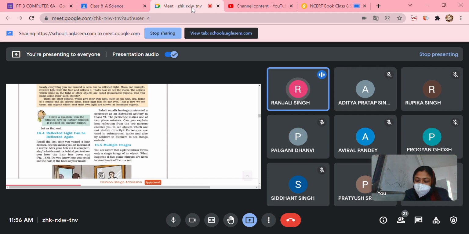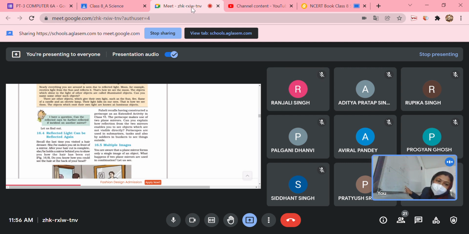Can you name some other objects? There are other objects which give their own light, such as the sun, fire, flame of a candle, and electric lamp. Their light falls on our eyes. This is how we see them. The objects which emit their own light are known as luminous objects. Okay, so the objects that give light of their own are called luminous objects.